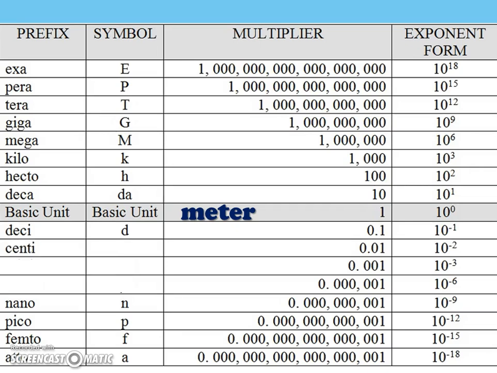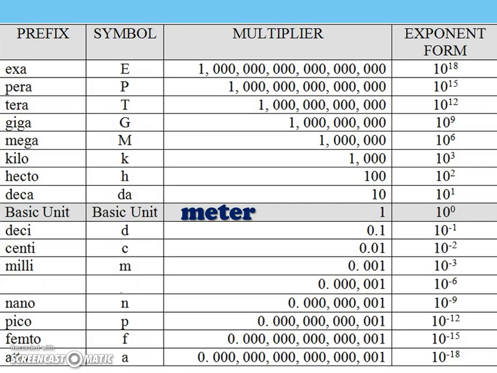100th, centi. I kind of think of century with that one, and some people think of centipede. That's shown with a little c, lowercase c. And then we've got milli. Lots of people do think of millipede with that one, and it's 1,000th.